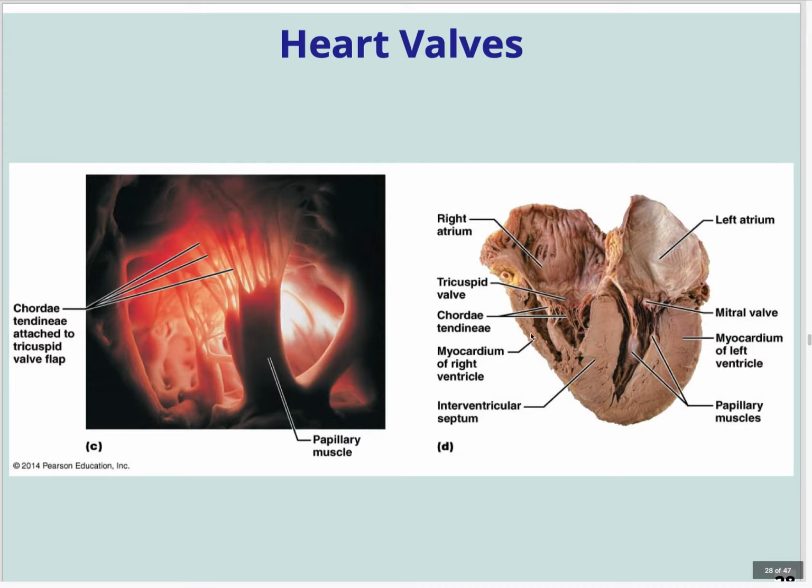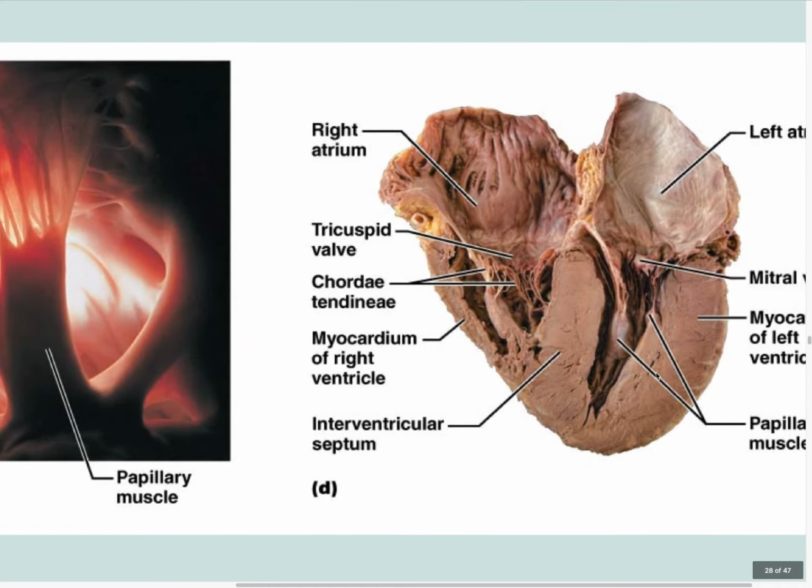This is a coronal section of your heart. You can see comparing your left ventricle to your right ventricle just how different the thickness of them are. Your left ventricle is on average 3 times as thick as your right ventricle. And that's because your left ventricle has to pump against a higher resistance. Your systemic circuit is higher resistance.